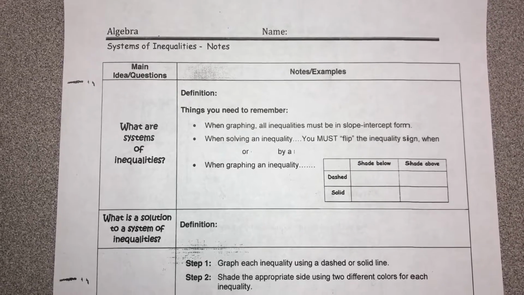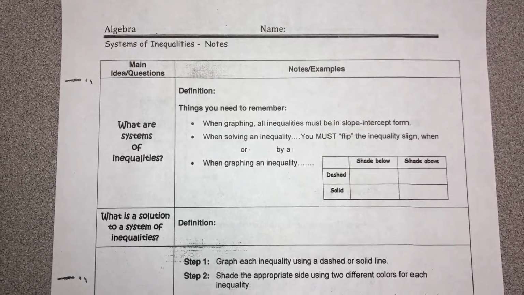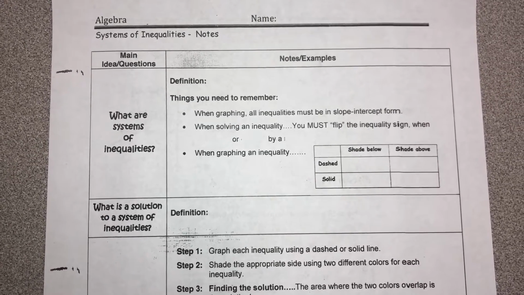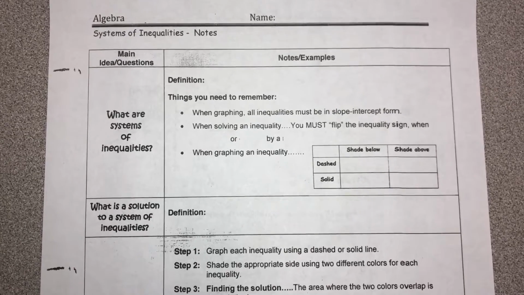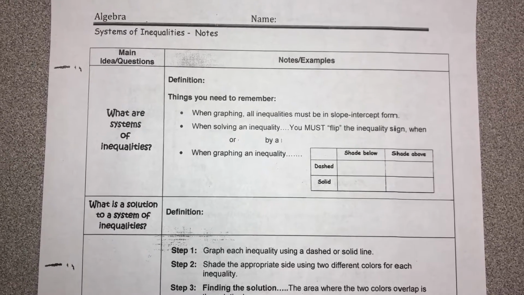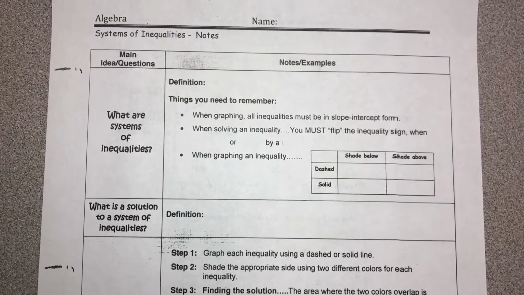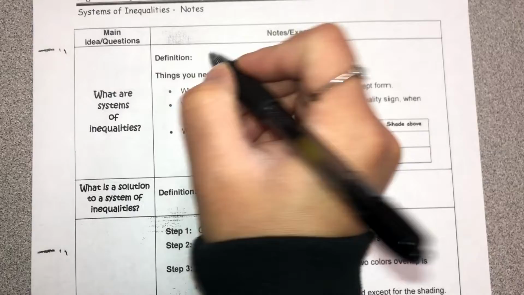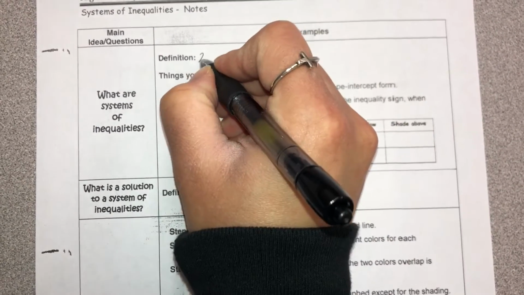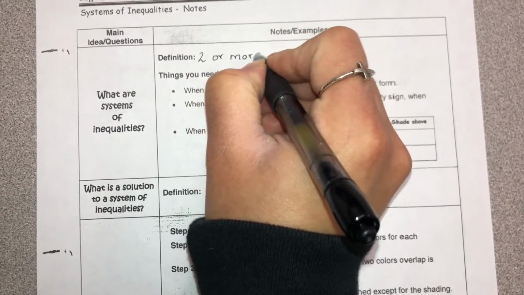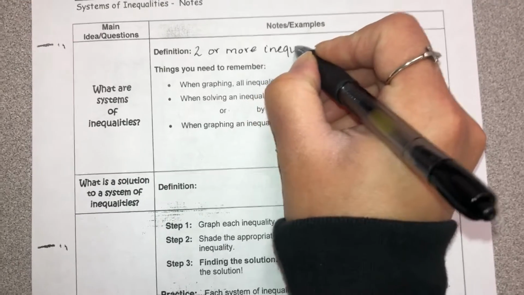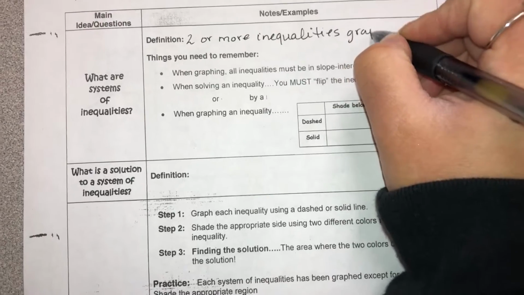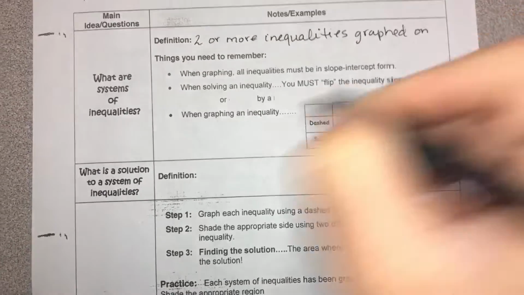Okay, so today we're going to go over systems of inequalities. We've done systems of equations, if you remember, when we would graph two lines on the same grid and then find their point of intersection. Well, this is system of inequalities, so the definition of that is we're going to be graphing two or more inequalities on the same grid. So if you can write that down right here on definition: two or more inequalities graphed on the same grid.